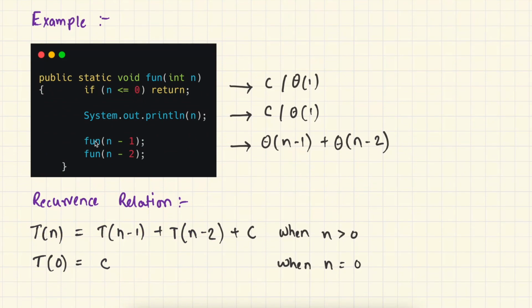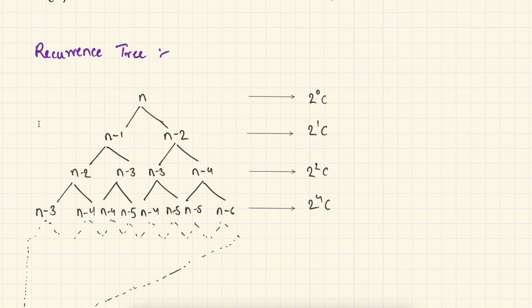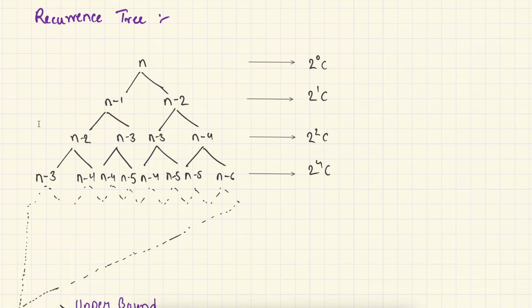This function is making a recursive call to n-1 and it is making a recursive call to n-2, and these both are different values, right? So both the functions are growing with a different speed. The recurrence relation of this function is T(n) = T(n-1) + T(n-2) + c. So let's try to construct the recurrence tree of this recursive function.